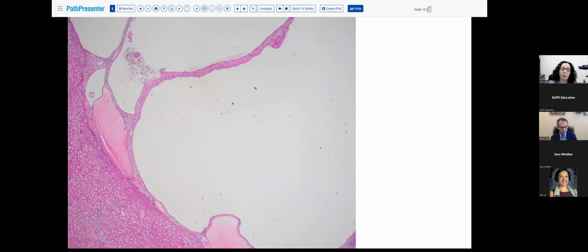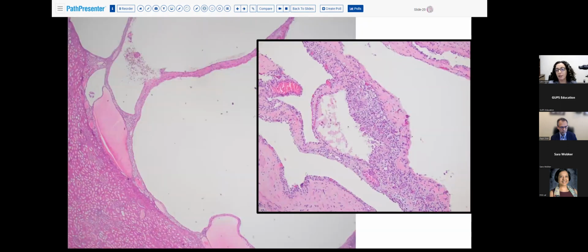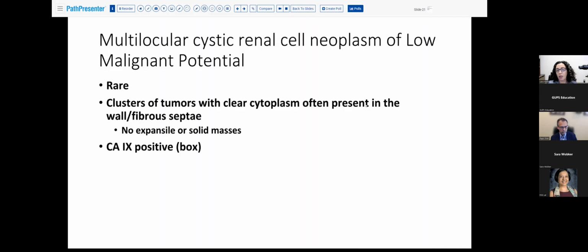So when you have a predominantly cystic mass whose septa are lined by clear cells, and you have clear cell nests that are present within the fibrous septa, as long as they are not expanding the septa and/or forming solid nodules, we can refer to them as multilocular cystic renal neoplasms of low malignant potential. Those are very rare tumors.